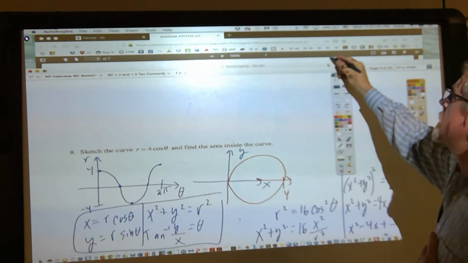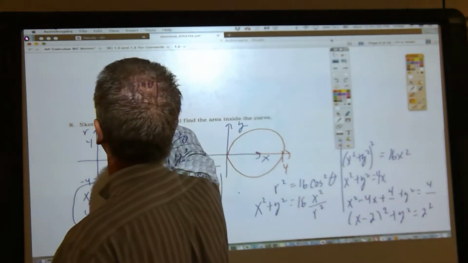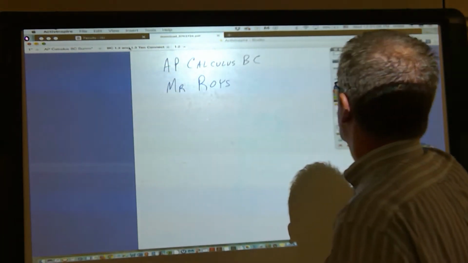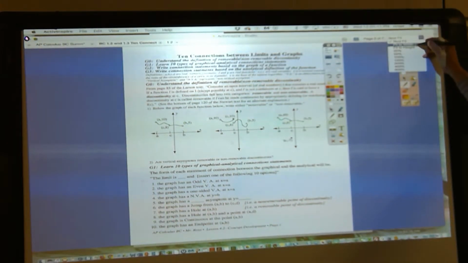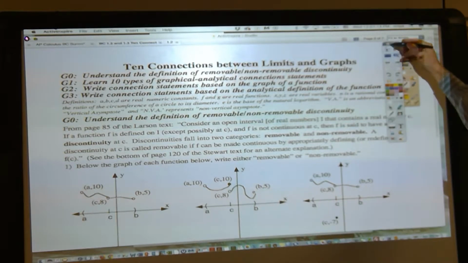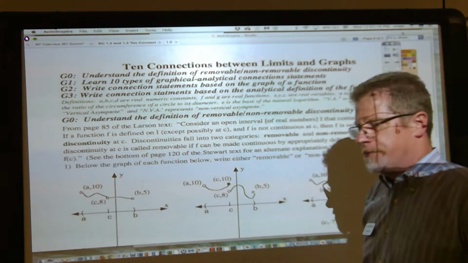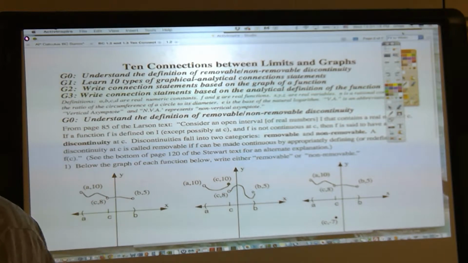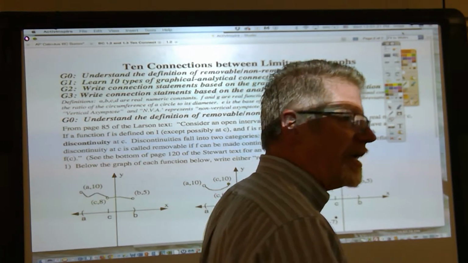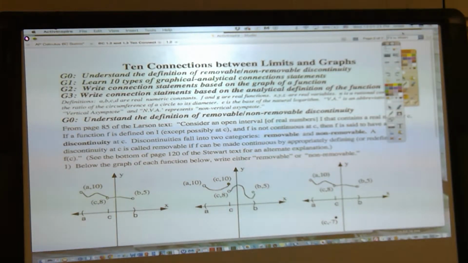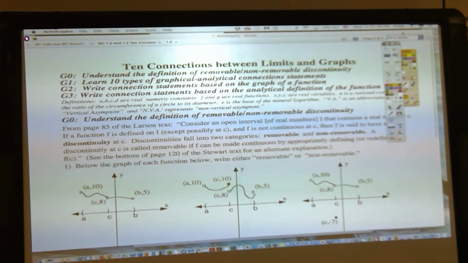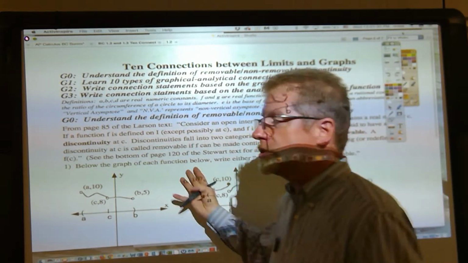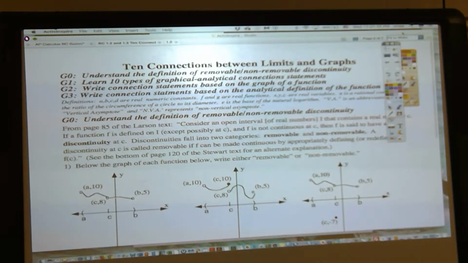So let's take a look at this first lesson. It has to do with connections between limits and graphs. And by the way, the homework that I'm beginning to teach you today will not be due until Friday of this week. This is essentially a two-day lesson, so we don't have to finish this six-page handout today. But the solutions to homework, we're going to call it homework 1.2, will be posted.